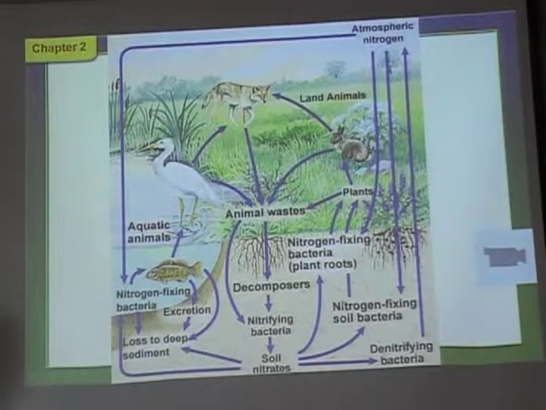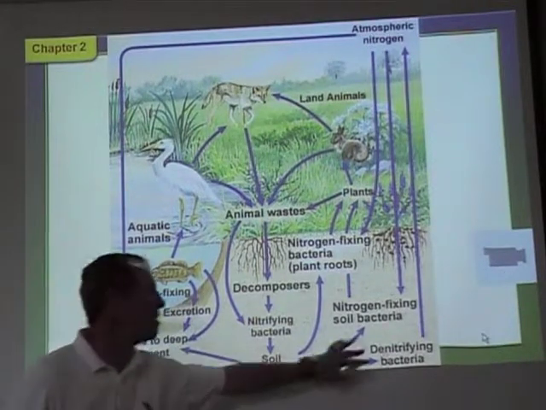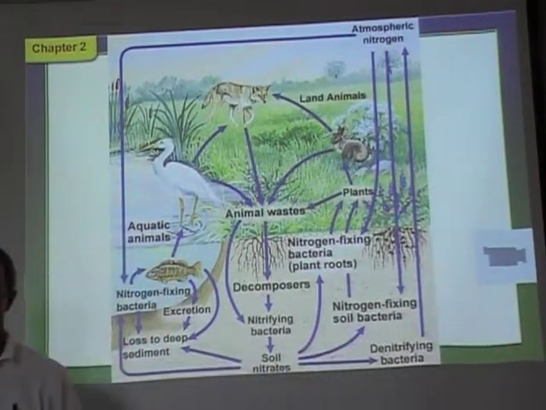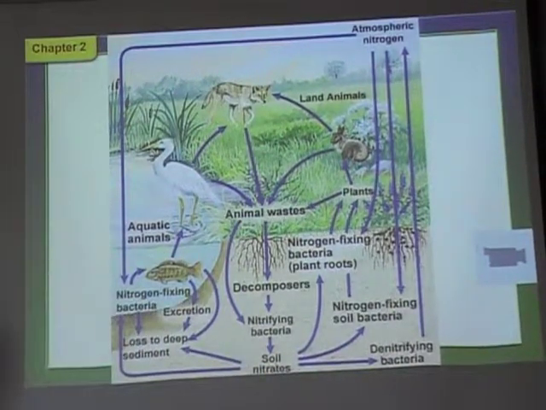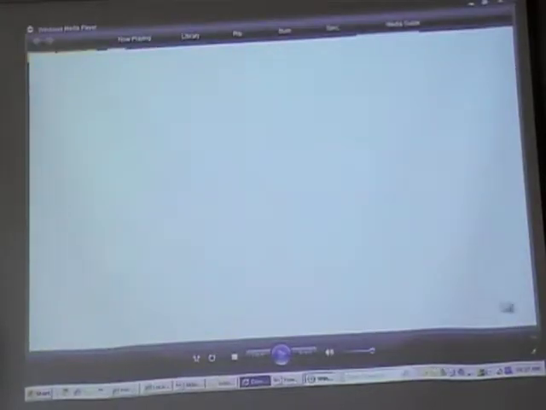So we have good bacteria that help the plants grow, and we have bad bacteria that hurt the plants grow. You usually find these denitrifying bacteria in soil that doesn't have much oxygen in it, like swamps. Swamps are biologically important locations. You could probably guess. Let's watch a little video footage of this cycle.